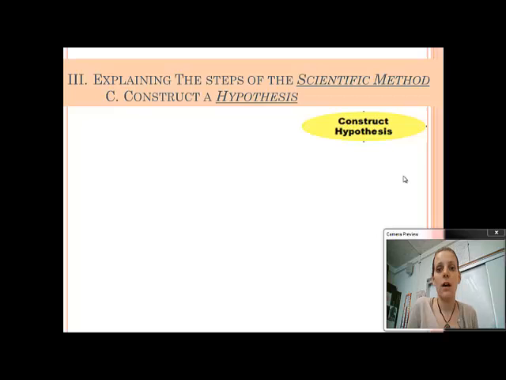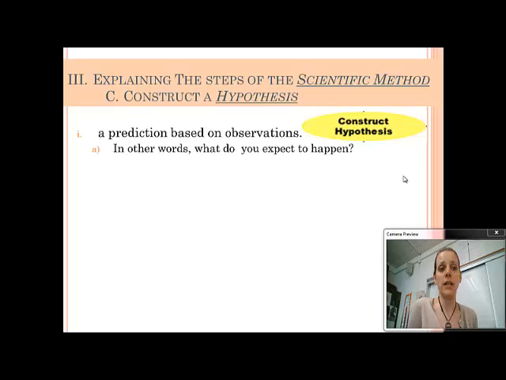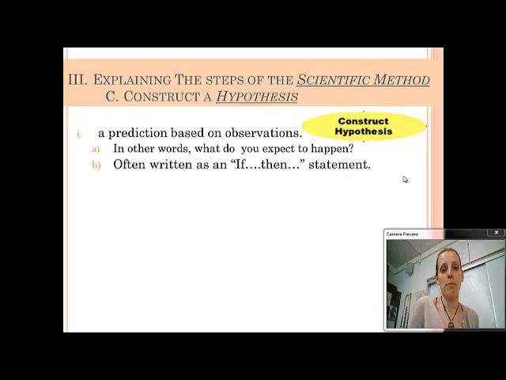Alright, so now that you've asked your question, you have done your research, you're ready to construct a hypothesis. A hypothesis is a prediction based on observations. It's an educated guess about what you expect to find in this experiment. In other words, what do you expect to happen? It is often written in if-then statements. In this class, it is always written in if-then statements. If I touch the stove when it is hot, then my skin will burn. A hypothesis must be testable and it must be repeatable.